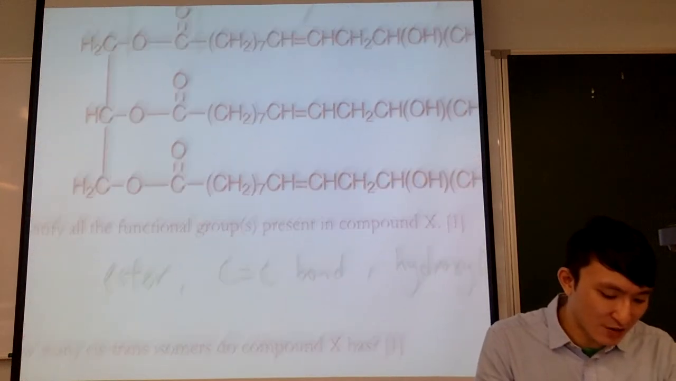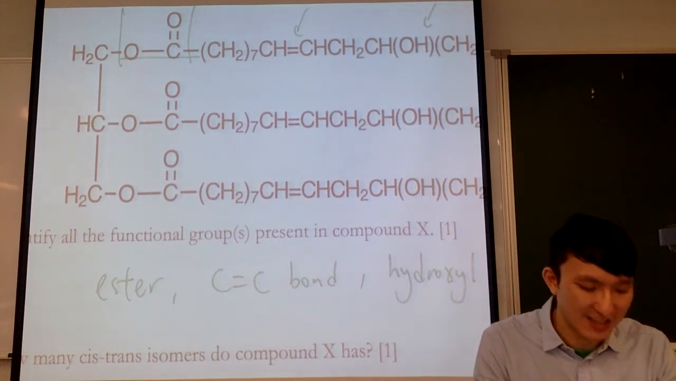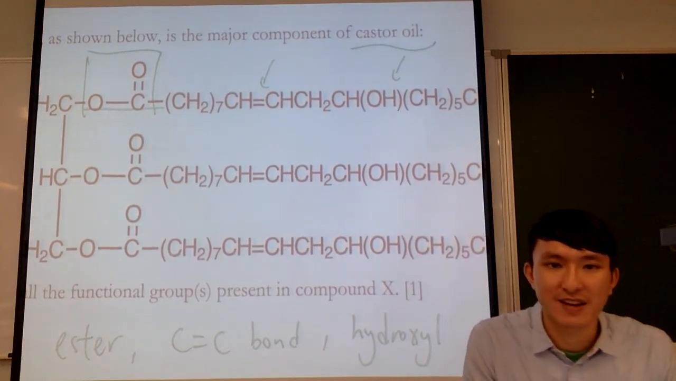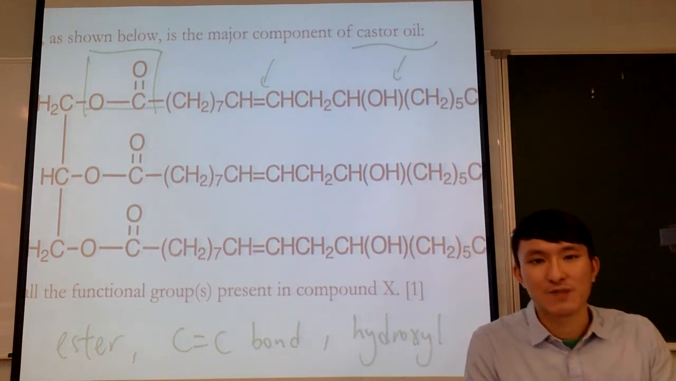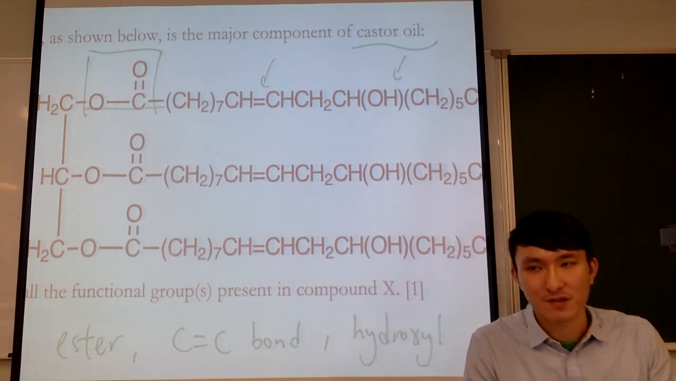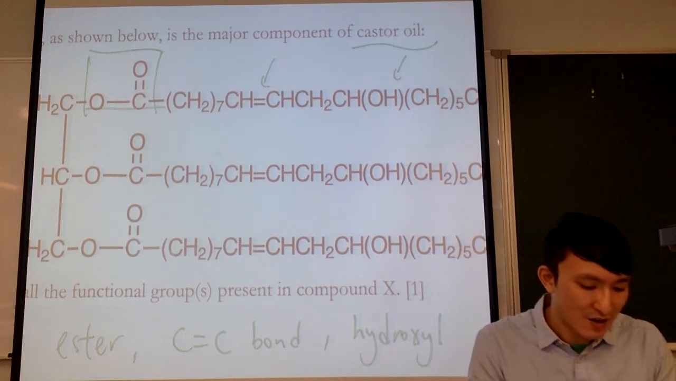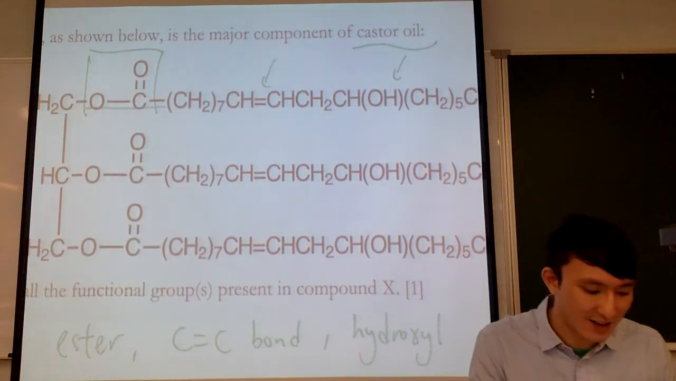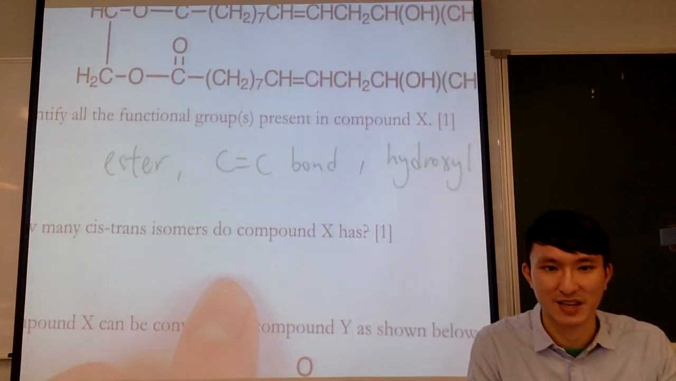How many cis-trans isomers does compound X have? Now this one is actually quite a challenging question. You see, we have three double bonds here, right? One double bond can have cis-trans, right? So does it mean that we have six of them? Not precisely correct, because we can have cis-cis-cis, cis-trans-trans, something like that, okay? But some of them could be the same. So this one is quite a difficult question, I would say.